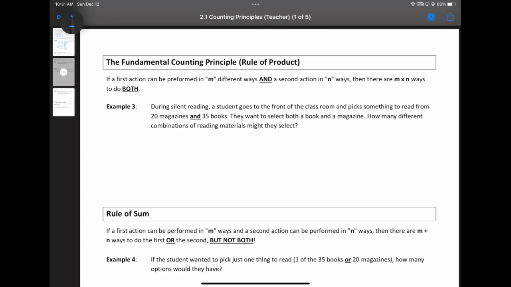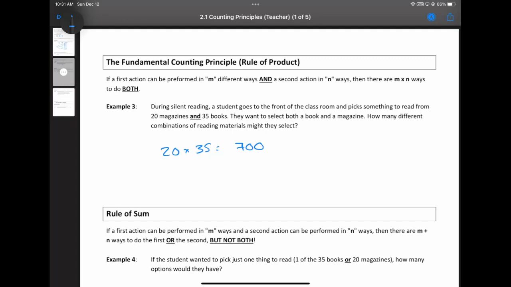Okay, so they get to choose a magazine, and that's 20 options. And this is the important word here, the "and" is what we want to look for. And 35 books means they're choosing a magazine and a book. They're doing both of those things, not one or the other, but both. So we multiply them together. So there should be 20 times 35, which is 700 possible choices.